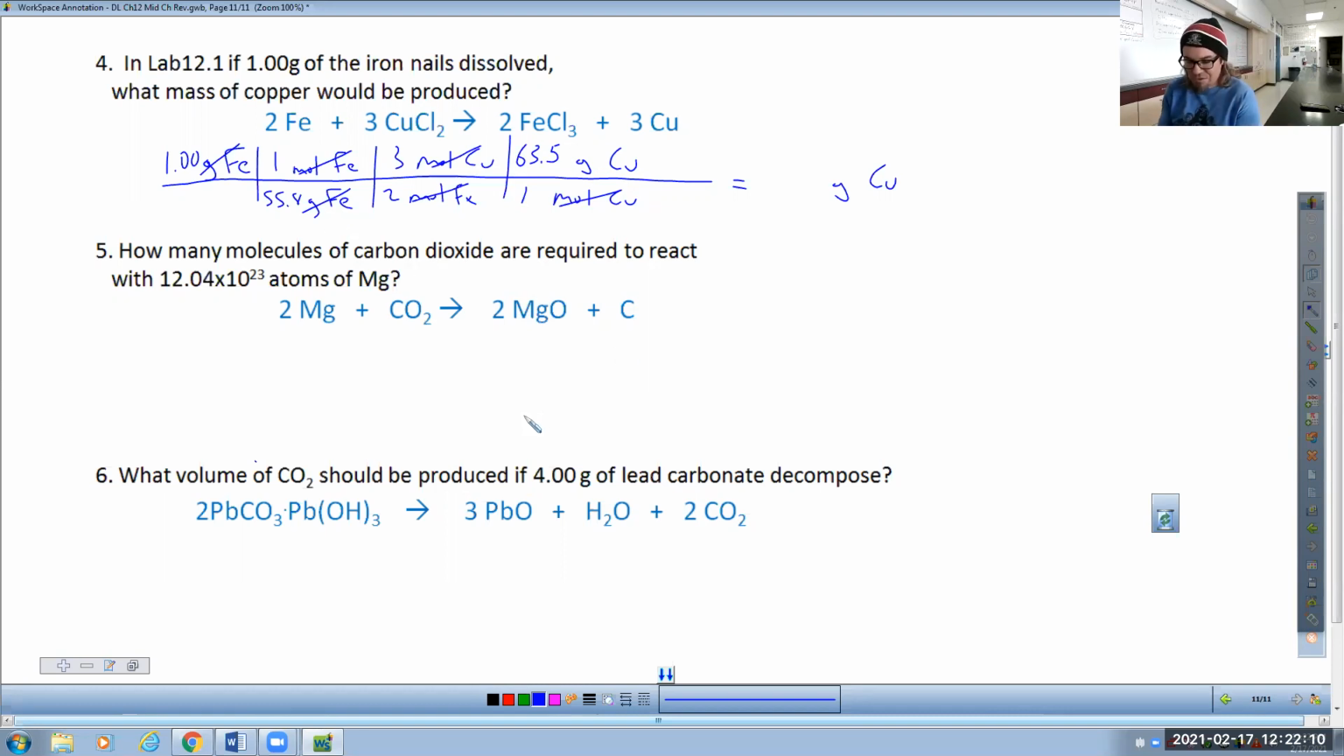I do not have an answer slide for this, so we do need to make sure that we're doing this right. So 1 times 3 times 63.5 divided by 55.8 and divided by 2 comes out to be 1.706989. And then if we cut this off at 3 significant digits, we're going to get 1.71. So yes, Richard, you were correct.